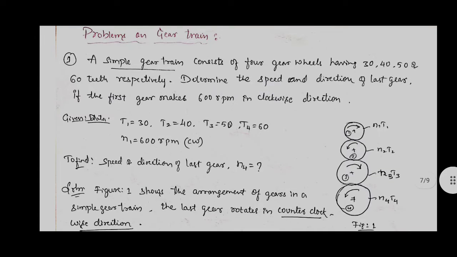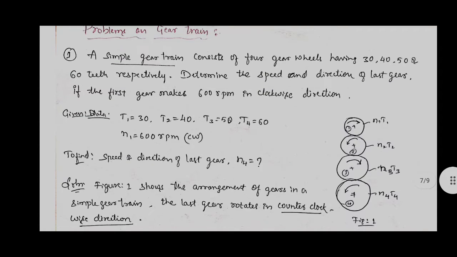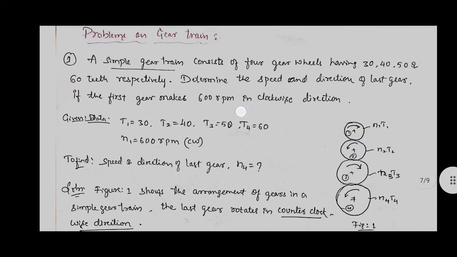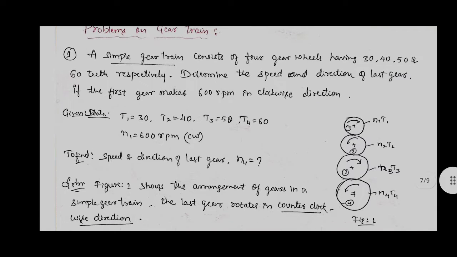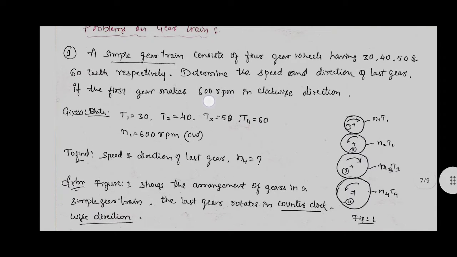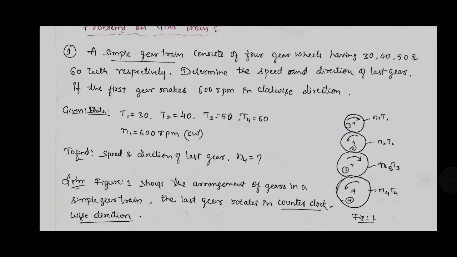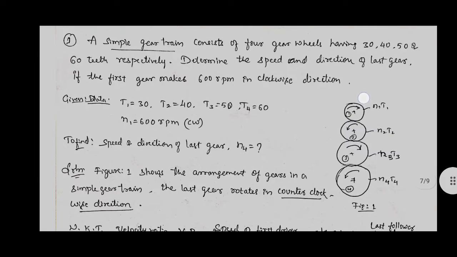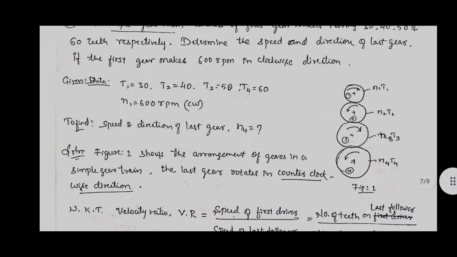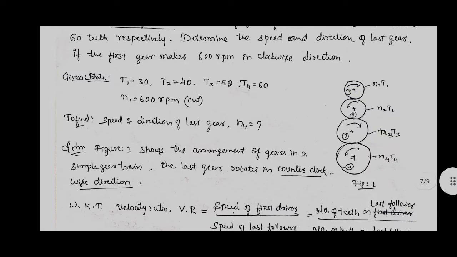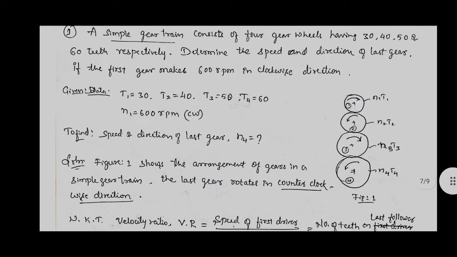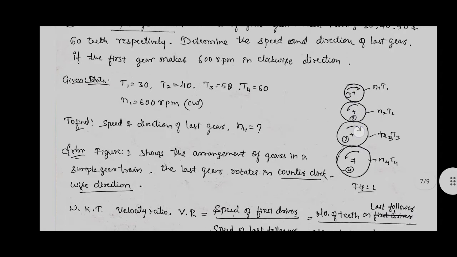Determine the speed and direction of the last gear if the first gear makes 600 rpm in the clockwise direction. So it is saying the first gear, the driver gear, has a speed of 600 rpm. You have to find the last gear. First, just write the 4 gears like that which is given here. This is actually the solution part. So you have to write 4 gears, 1 2 3 4.